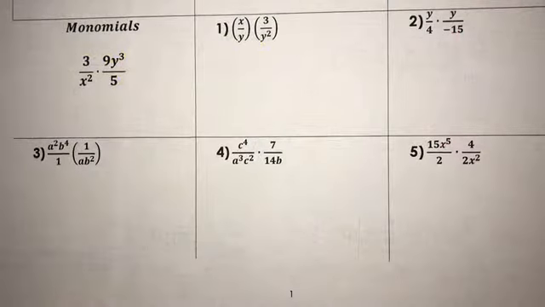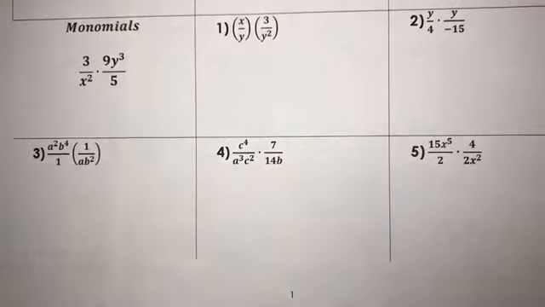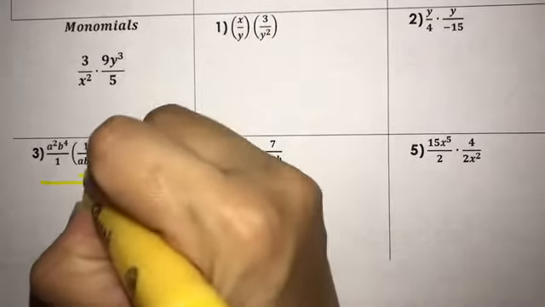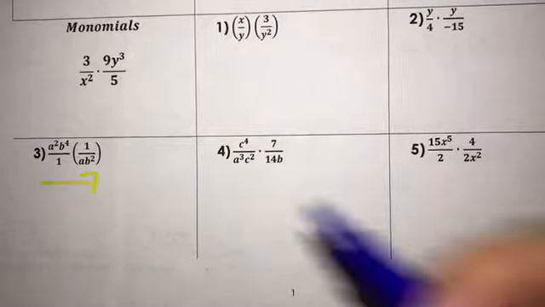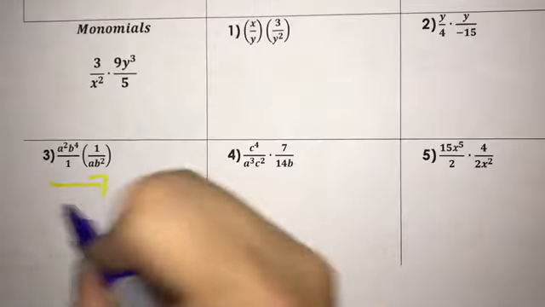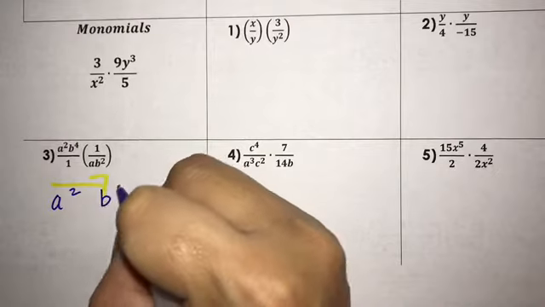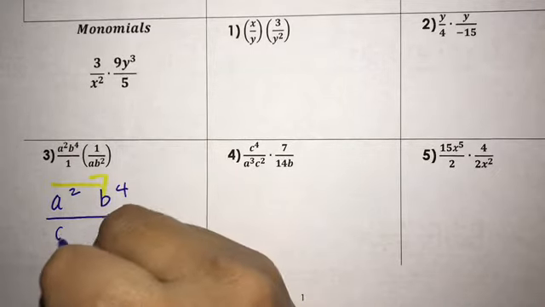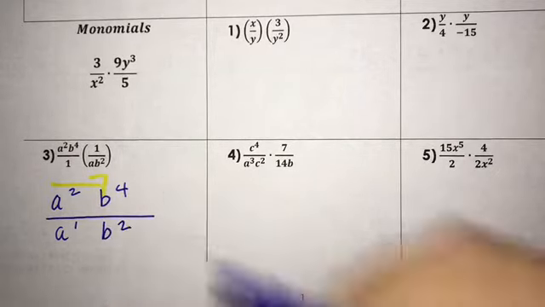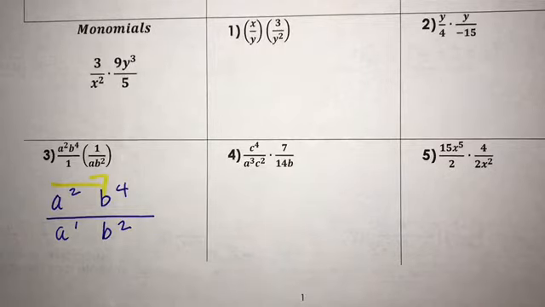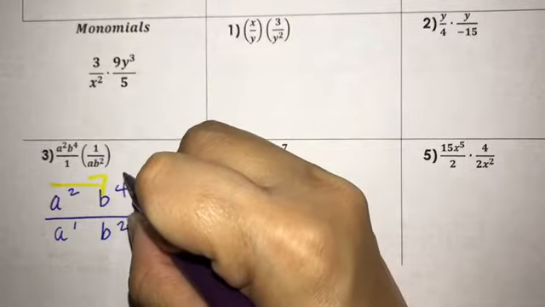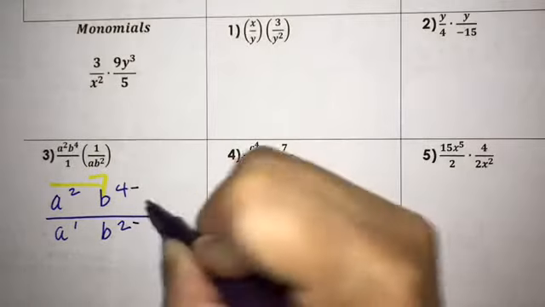Okay, so I have number 3. I have a squared times b to the fourth over 1 times 1 over a to the first times b to the second. So it's multiply going across. I'm going to say a to the second, b to the fourth, divided by a to the first, b to the second. I want to look at my larger power, and I'm going to subtract the smaller power.